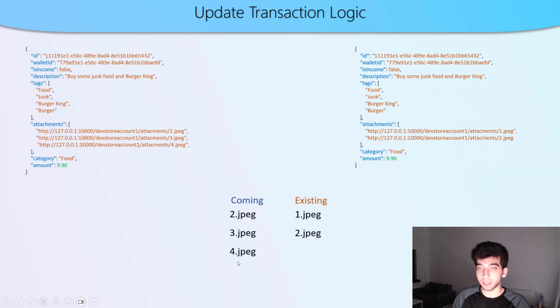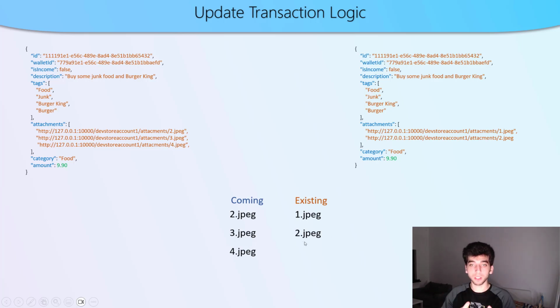Let's suppose that we have this in the database. So as you can see, this is the document we are trying to update. This is the one that's inside the database, and this is the document that's coming from the client. This is the DTO that we receive. So we have a difference in attachments. As you can see, in this upcoming DTO, we have 3 attachments: 2, 3, and 4. And the existing one in the database has 1 and 2.